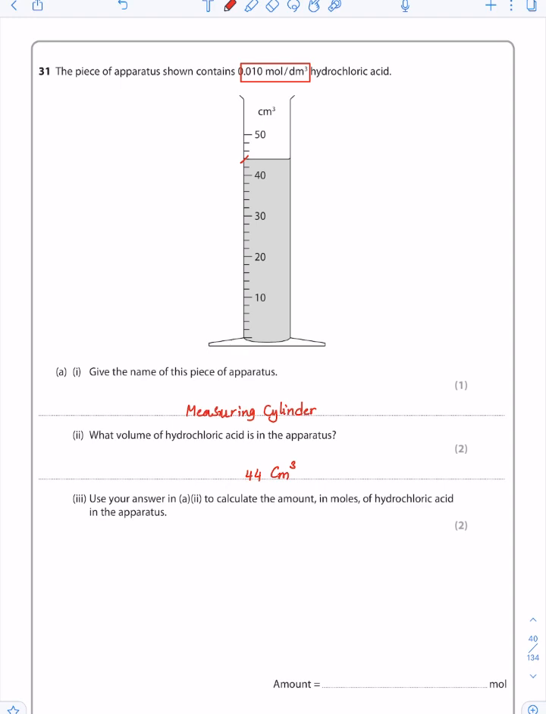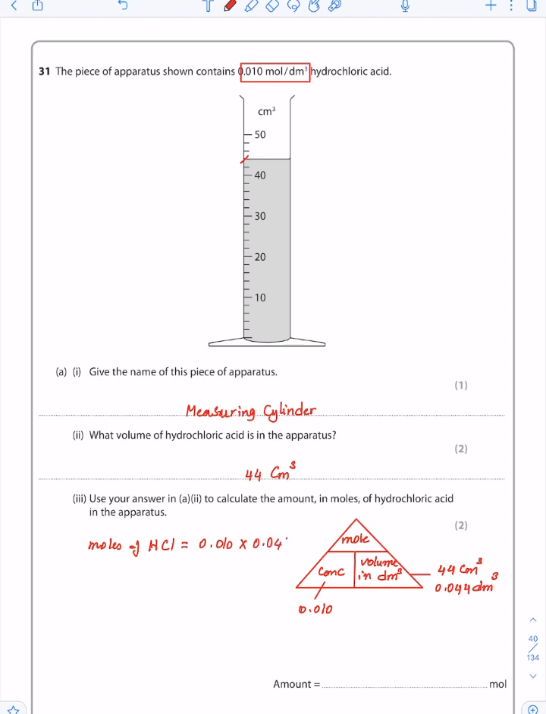Use your answer to calculate the amount in moles of hydrochloric acid in the apparatus. We always say the law: concentration is equal to moles over volume in cubic decimeters. I have the concentration given in the question, 0.010, and the volume we read from the measuring cylinder, 44 cubic centimeters, which is 0.044 cubic decimeters, dividing by 1000. So the moles of hydrochloric acid is equal to the concentration 0.010 by 0.044 cubic decimeter, which is 0.00044 moles. So the answer here is 0.00044 moles.